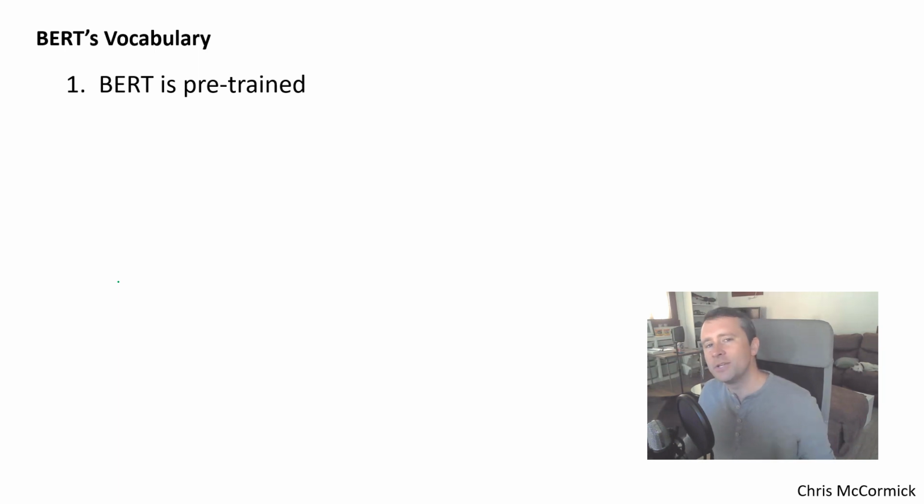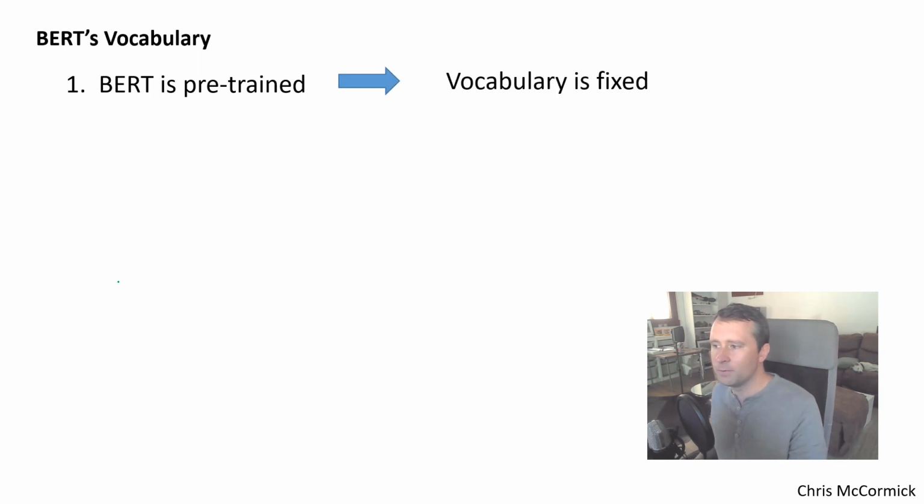BERT is a pre-trained model, right? That's the main point: we're getting to leverage all the knowledge that BERT gained when Google trained it. And one of the first steps they needed to do when training BERT was to establish a vocabulary, what words they were going to include versus exclude. And then the entire model was trained around that set of words. So BERT has a fixed vocabulary and you can't add to it. All of its knowledge is built around the specific words that it learned.